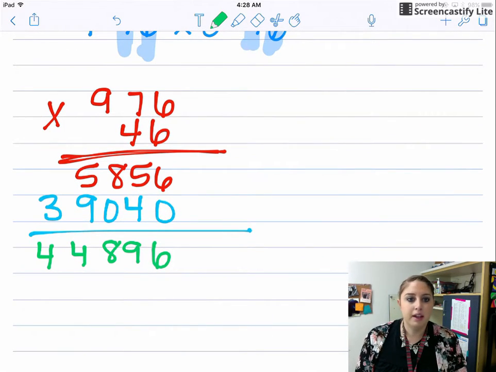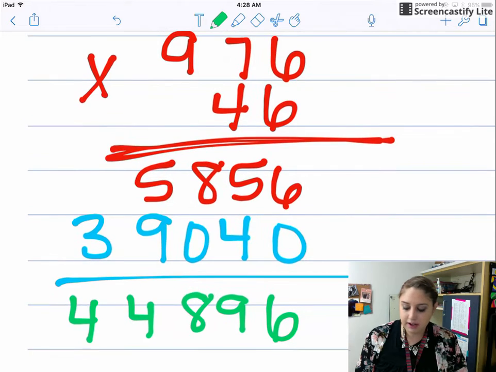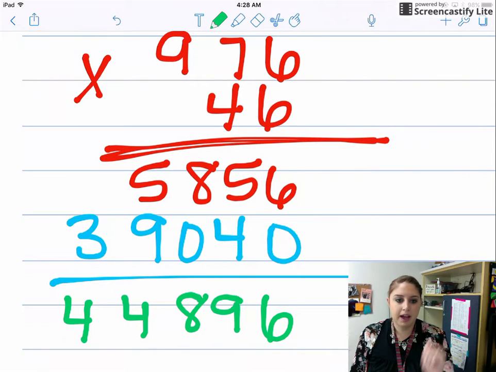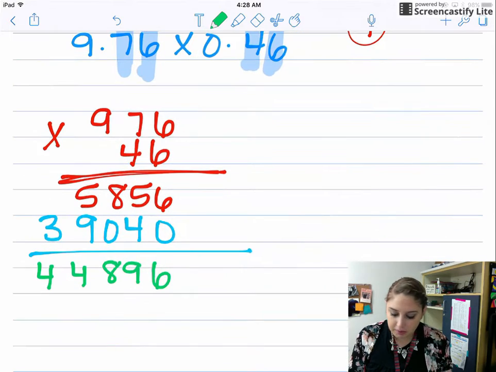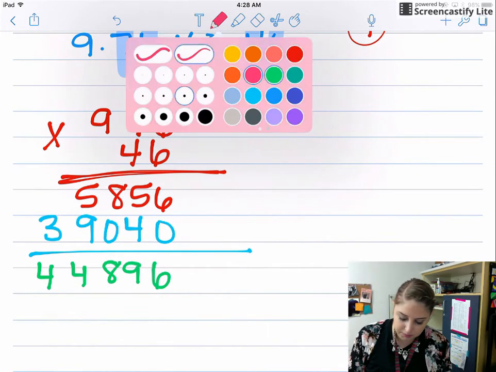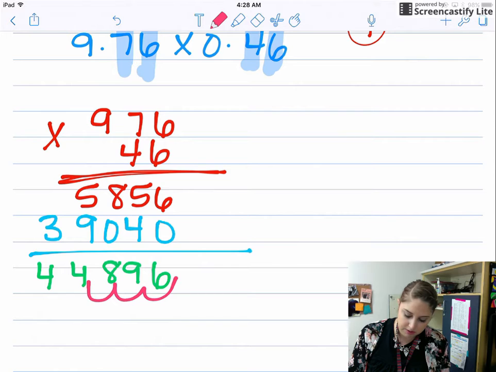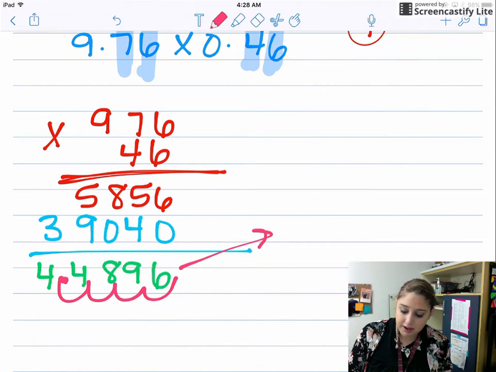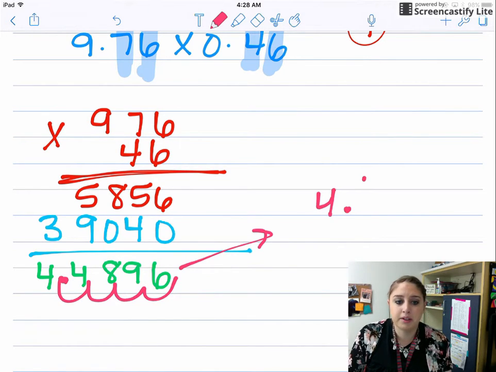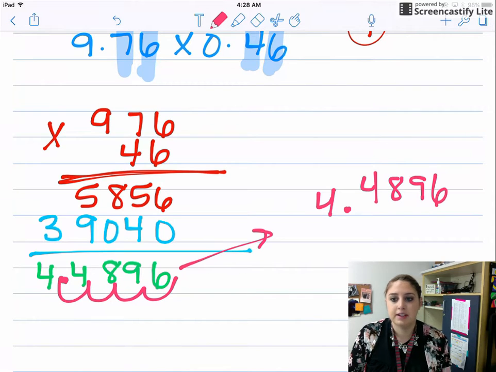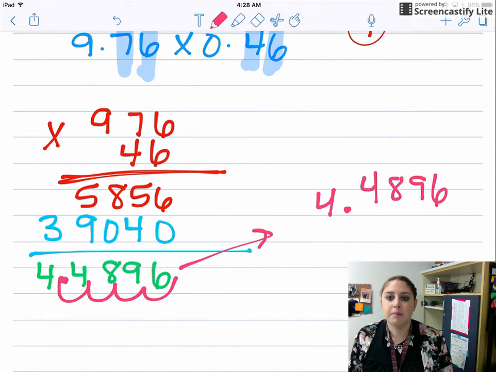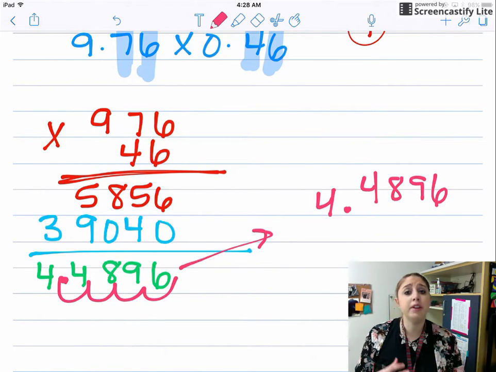All right, if you have that, here is what I've got, 976 times 46. When I added those up, I got 44,896. But remember, I have 4 decimal places for myself. 1, 2, 3, 4. So my answer is really 4.4896, okay? So it's really a very small number when I remember to put those decimal places in. Okay, I hope you're feeling good about that.